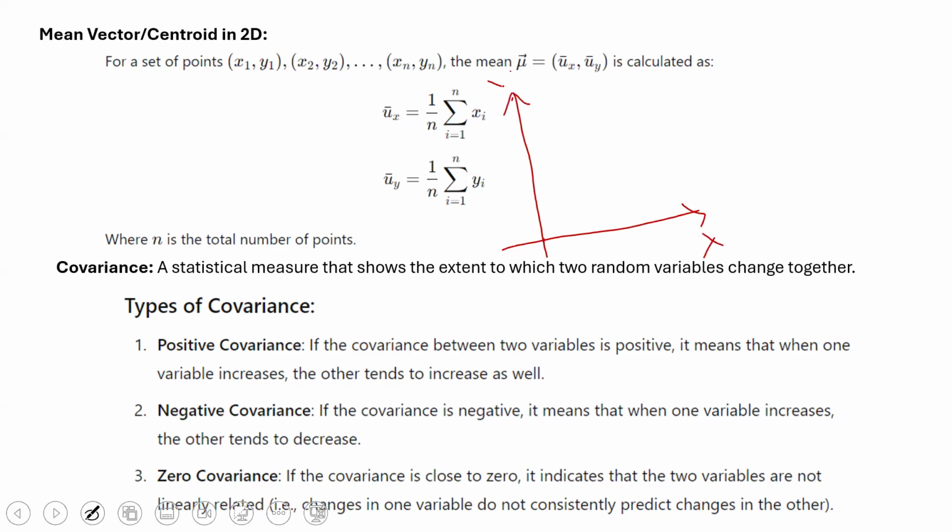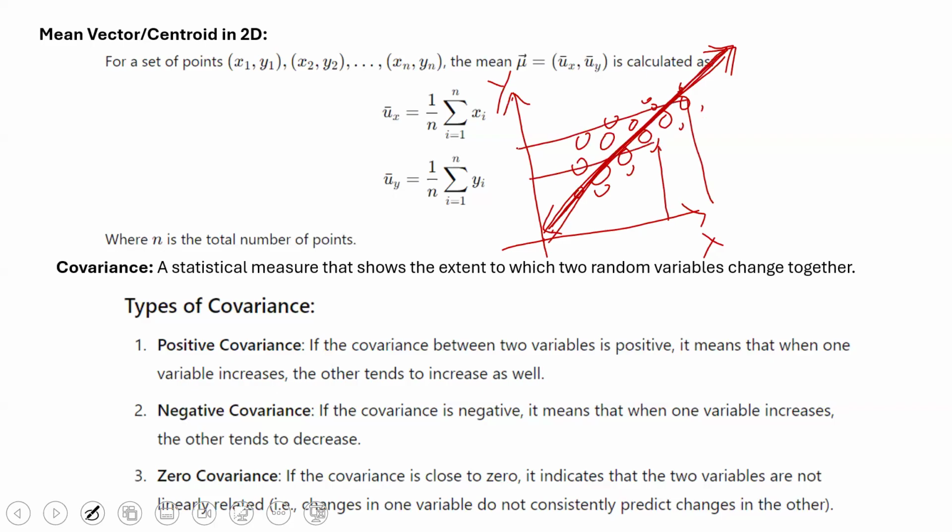Suppose I have two dimensions. If x is increasing, y is also increasing. So you can predict that, right? If you look at these diagrams, when x is increasing, y is also increasing. Look at the trend. This is if the data points are correlated or dependent like this. When the x value increases, the y value is also increasing. As we move forward, the y value is increasing. So this is called positive covariance.